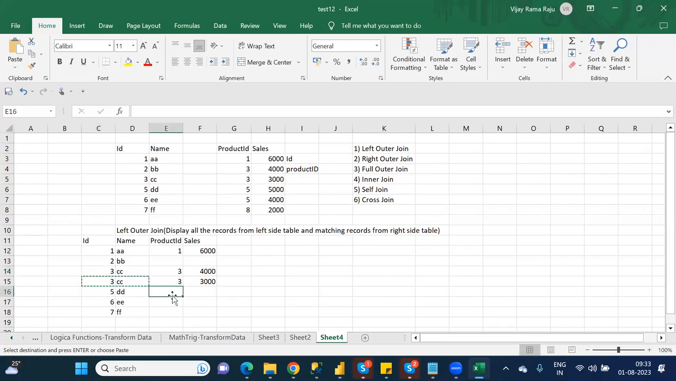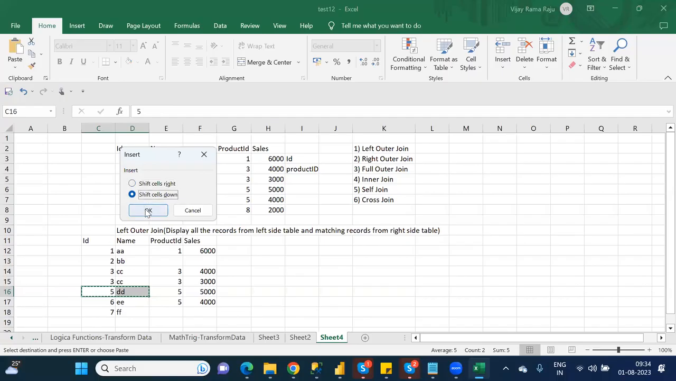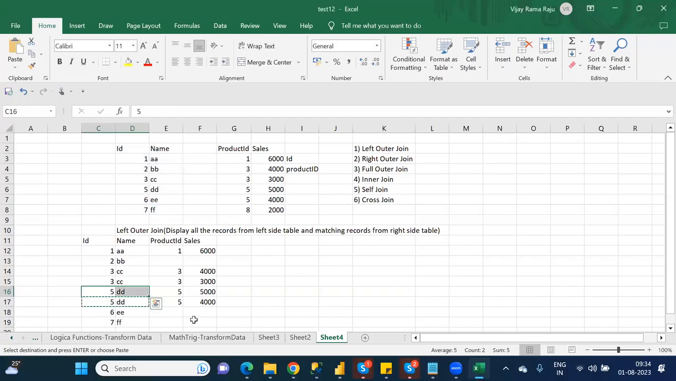Next one comes to the 5. 5 is there or not? Okay. How many times is 5 matching? For this also, in the left side table, the same value is repeated 2 times, right? Understand clearly or not?